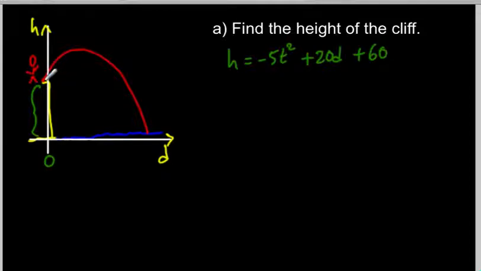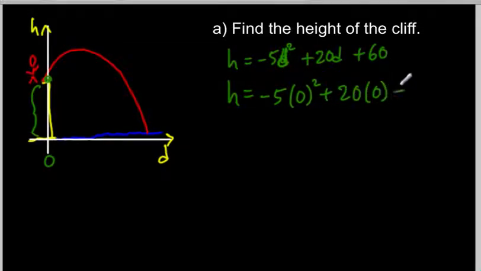And the height of the ball at this point is basically the height of the cliff. So h, which stands for the height of the cliff, is basically the height of the ball. The height of the ball is the same as the height of the cliff when d is equal to 0. So this is supposed to be d, not t. I don't know why I wrote t there. So this is going to be negative 5 times 0 squared, plus 20 times 0 plus 60. So it's equal to 0 plus 0 plus 60, which is equal to 60.